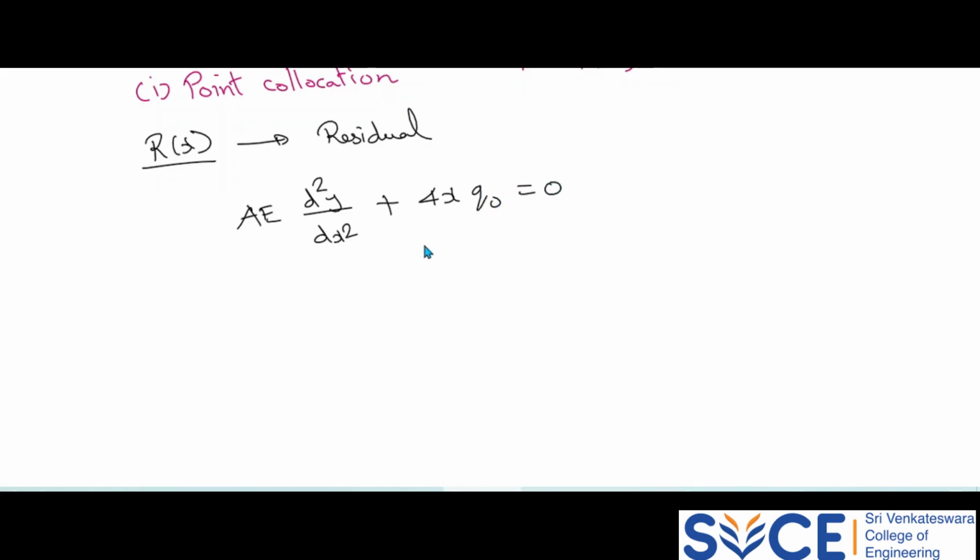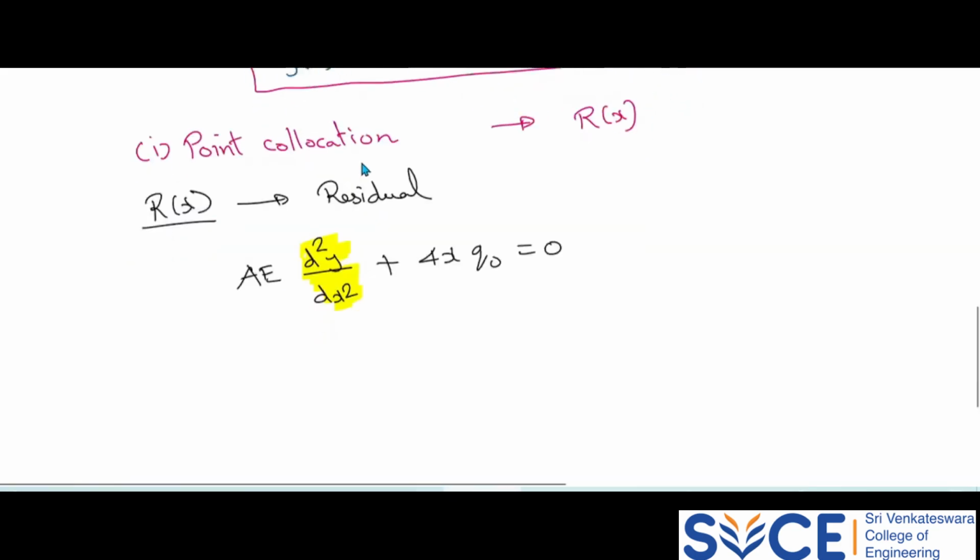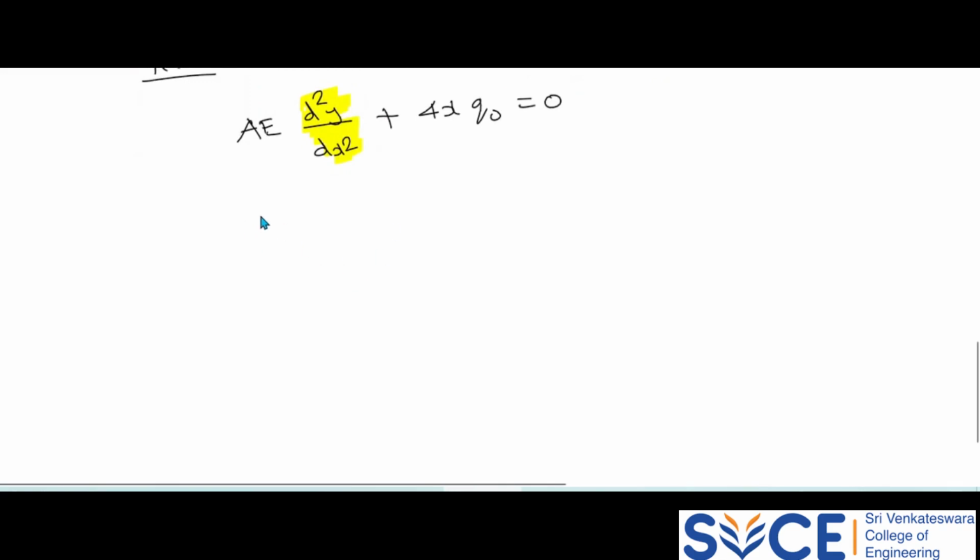This is the equation. So we know what our y is. This y has to be differentiated twice to substitute in this. So this is the only thing which has a y term, which is d square y by dx square. There are no other y terms. So to substitute this, I have to differentiate this y of x twice. So let me identify what dy by dx is.